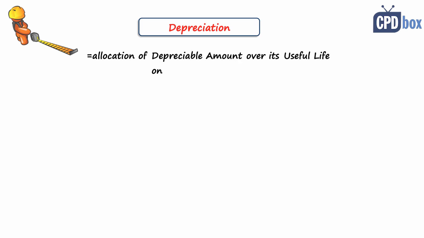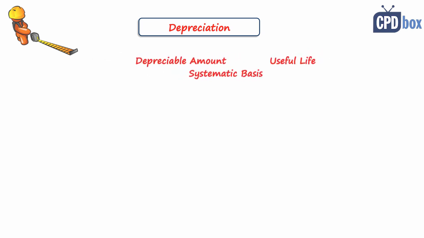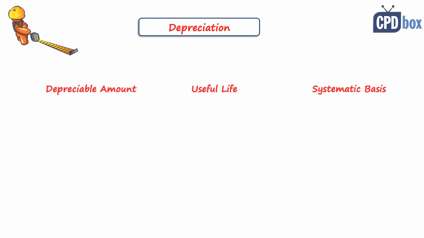Depreciation is allocation of depreciable amount over its useful life on systematic basis. And this definition contains three main parameters: depreciable amount, useful life, and systematic basis. Under cost model, depreciable amount is simply item's cost less its residual value. So residual value is any amount that you can obtain from the asset at the end of its useful life less estimated cost of disposal. So something like selling price that you assume to receive.